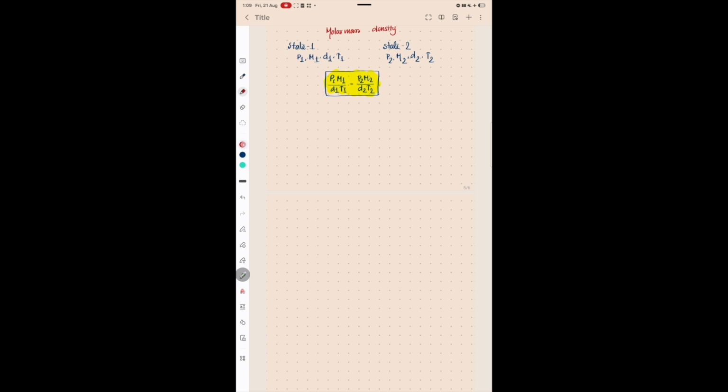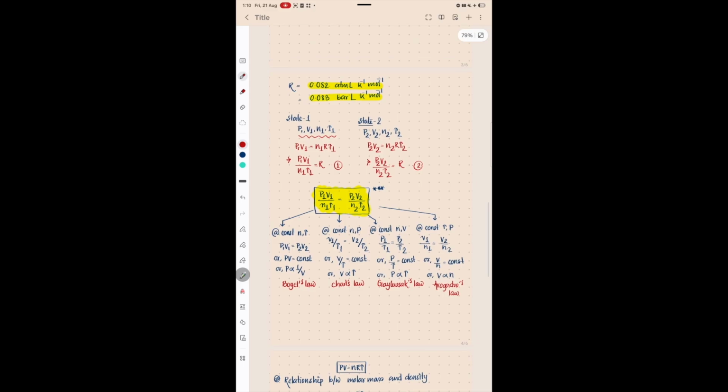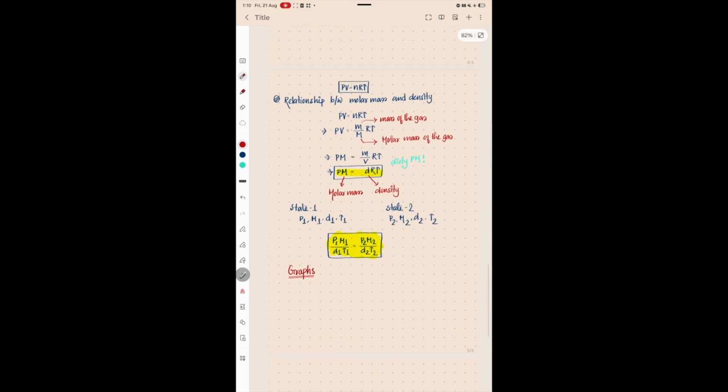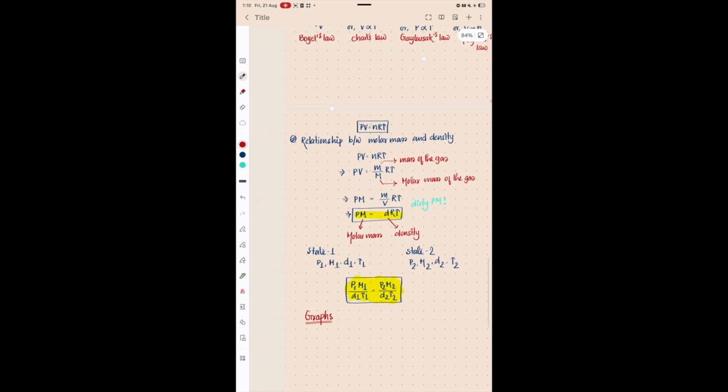Okay, now coming to another thing, that is graphs. So graphs are also very important in the gaseous state, because you will see that in the gaseous state there are many laws, so there are many relationships, so we need to know their graphs also. Okay, so the first graph we'll plot is for Boyle's law.